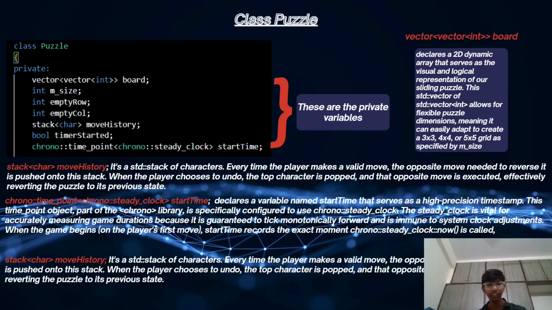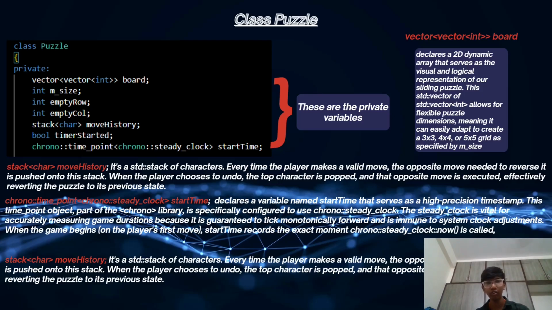And finally, there is a start time. This is a chrono time point, which is basically a high precision timestamp. When the player makes their very first move, this variable records the exact moment. The timer you see is just the live difference between now and this start time.